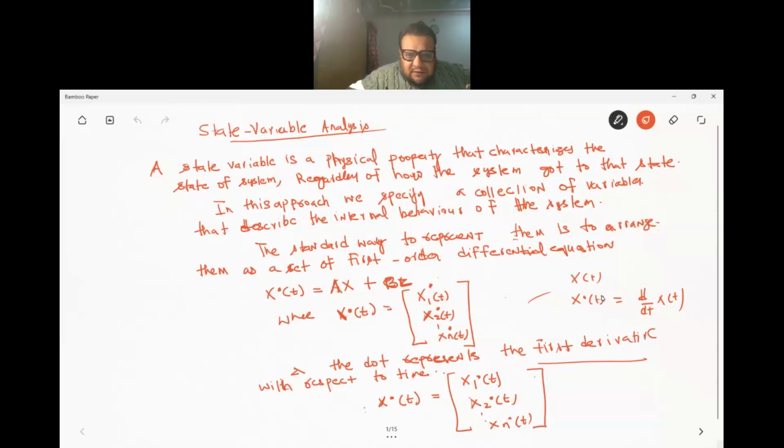So let's get started with state variable analysis. When I come to the state variable analysis, basically it means it's a physical representation of the system. But regardless of how the system got to that state, that means we are neglecting the initial conditions.